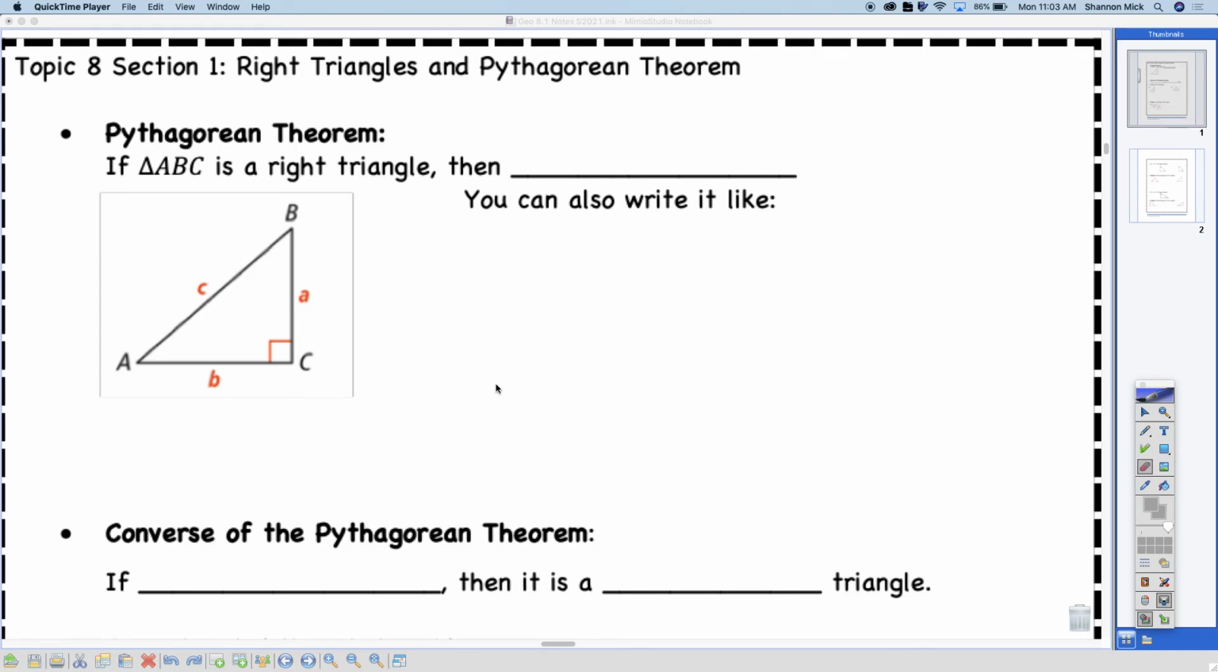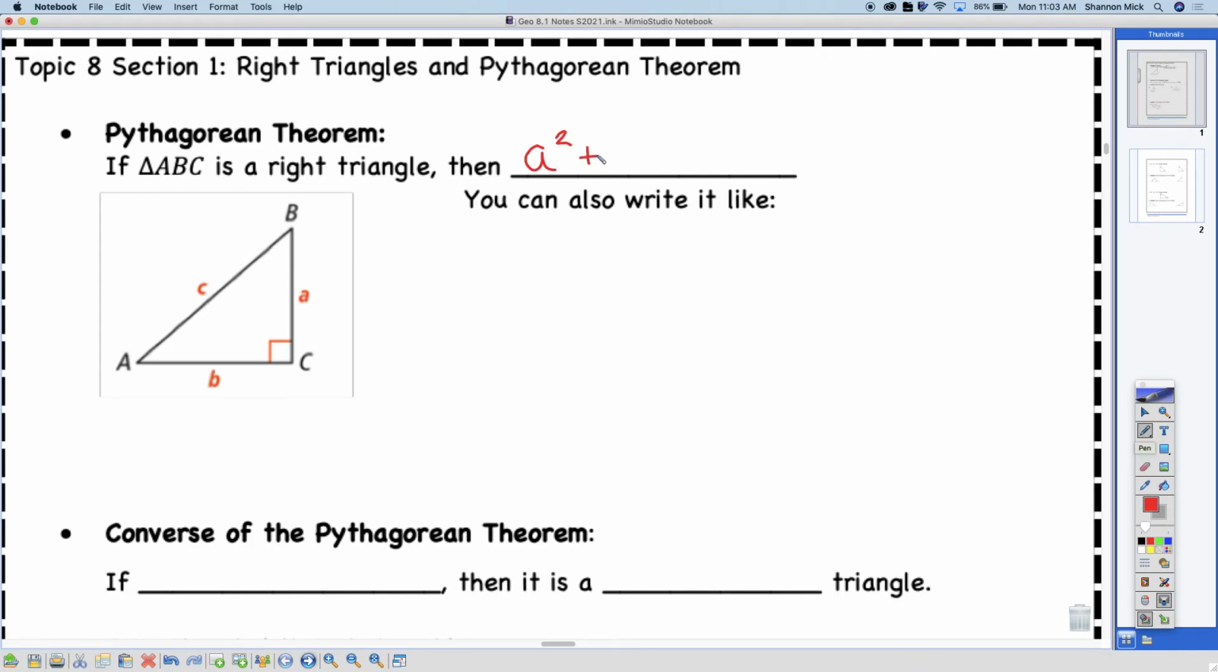Okay, topic 8, section 1, right triangles and the Pythagorean theorem. This is the third time we've interacted with the Pythagorean theorem. The book only has it the second. I gave you a first, right? So you guys were supposed to write this down. What is it? A plus B squared equals C squared.